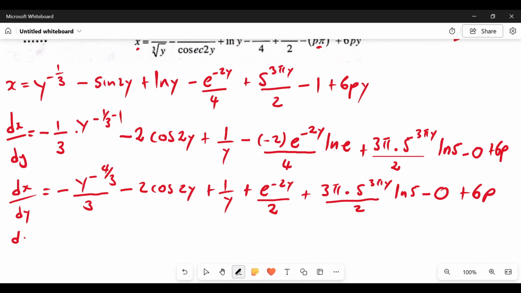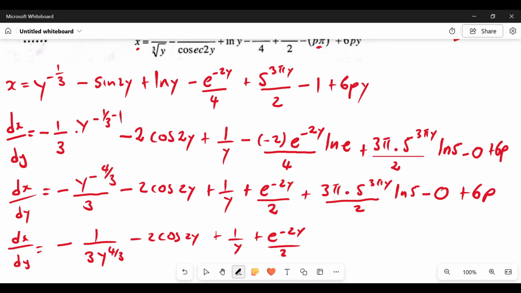Let's continue. dx over dy is going to give you negative 1 over... It's time for us to change here. If we change this exponent to positive, this is going to be y to the power of 4 over 3 minus 2 cos 2y plus 1 over y plus e to the power of negative 2y over 2 plus 3 pi multiplied by 5, 3 pi y divided by 2 natural log 5 minus 0 plus 6p.